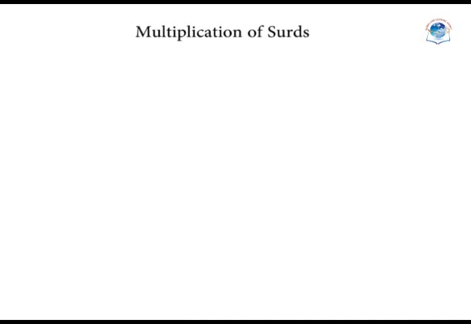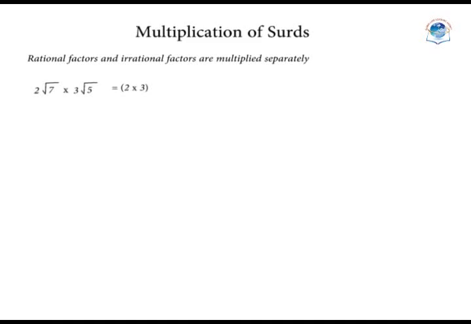Multiplication of surds. Surds are multiplied in the same way as algebraic terms. The rational factors and irrational factors are multiplied separately. For example, 2 root 7 times 3 root 5. The rational factors are 2 and 3, so we multiply them separately. We have 2 times 3 times root 7 times root 5. 2 times 3 is 6, 7 times 5 is 35, and so we shall have 6 root 35.